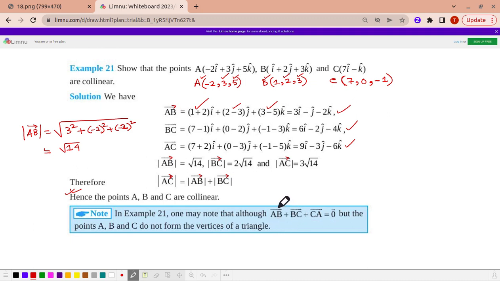One point to notice here is that we are not finding AB plus BC plus CA equal to 0. Here we find that AB plus BC plus CA equal to 0, but the points A, B, C do not form the vertices of a triangle. So in two ways AB plus BC plus CA can be equal to 0. Now, one is that suppose this is the vector AB.